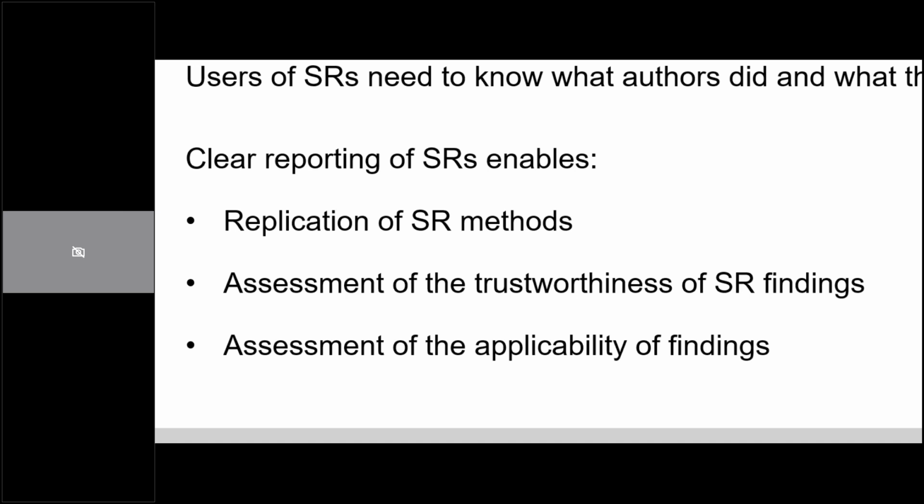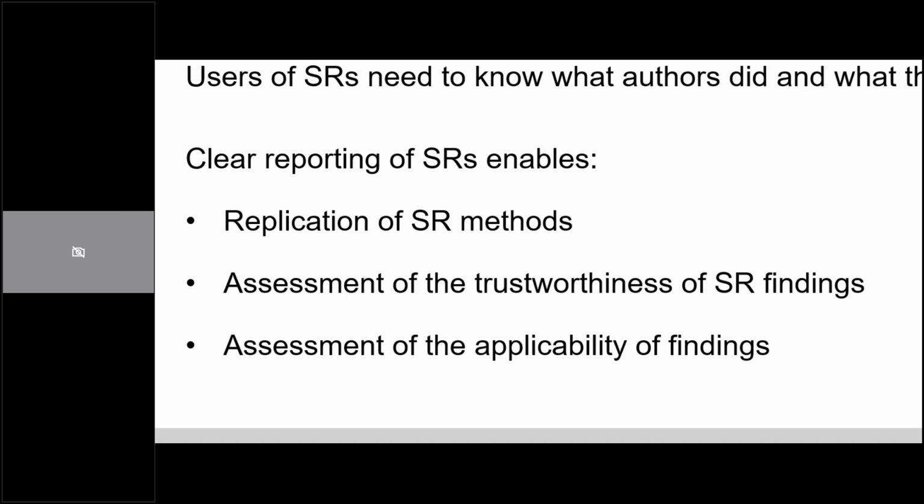What we want is for authors to report their reviews completely, accurately and transparently for a number of reasons. First of all, doing this should allow others, if they so wish, to go ahead and repeat the methods that we've used to see if they come up with the same result. So this is a form of verifying the findings of a systematic review. In addition, clear reporting should enable others to assess the trustworthiness of the review findings.